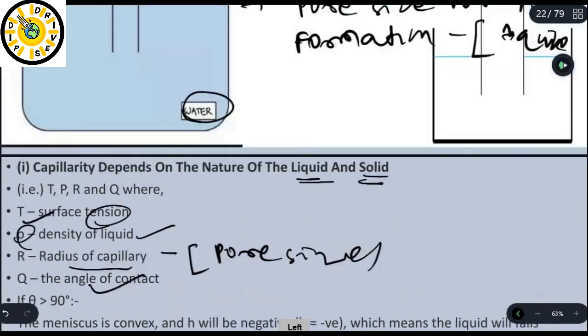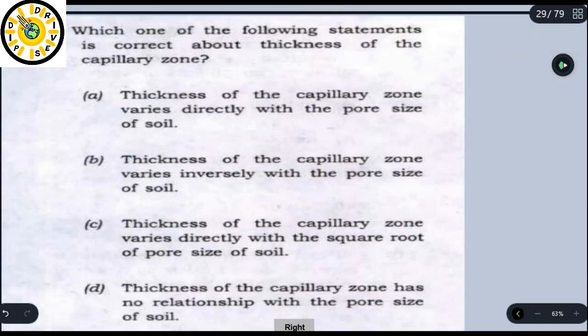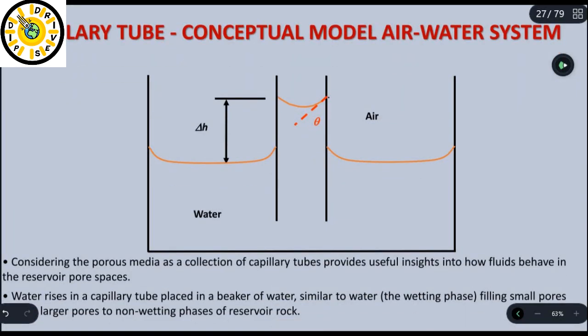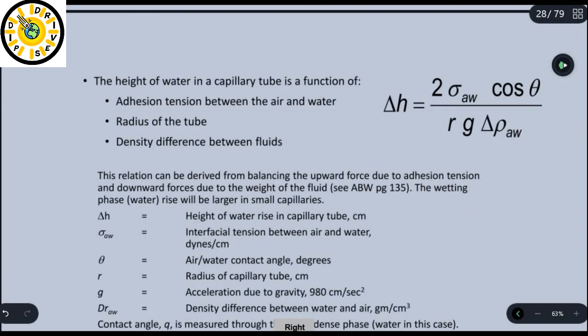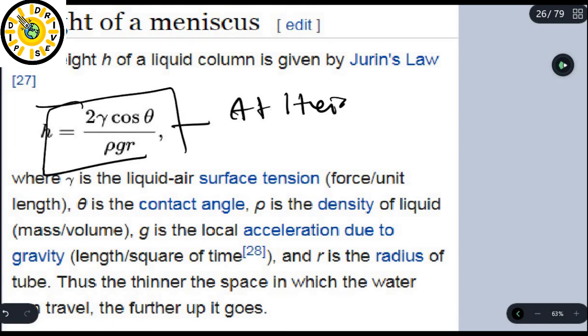Okay, there will be some angle of contact also, right? Yeah, so this is the angle of contact, this theta, the contact angle. Okay, and this is the formula: at what height the liquid will rise, the capillary rise.